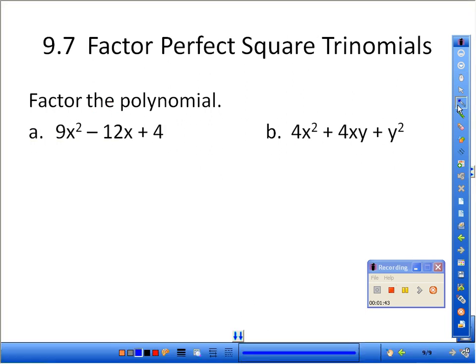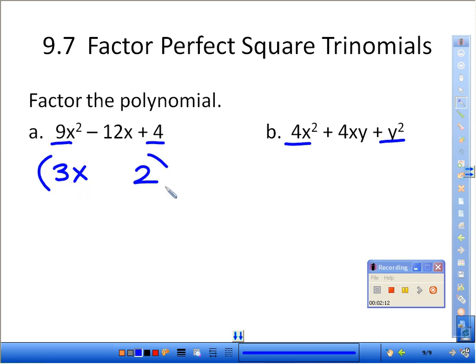The second type of special polynomial that we talked about are factoring perfect square trinomials. Tri meaning we have three terms. But you notice about these is that the first and the last term of each of these is a perfect square. When that's the case, there's a very simple way to find the factors without using the trial and error method. The square root of 9x squared is 3x. The square root of 4 is 2.